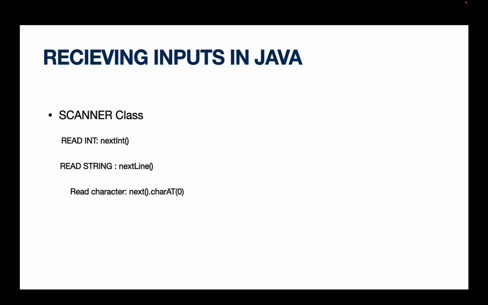Now there's one more method, hasNext. If you want to know whether the next value provided is of a certain data type, then you can use this function, like hasNextInt, that will tell you the next value has int data type, and so forth. Let's go and practice this in our Visual Studio Code.